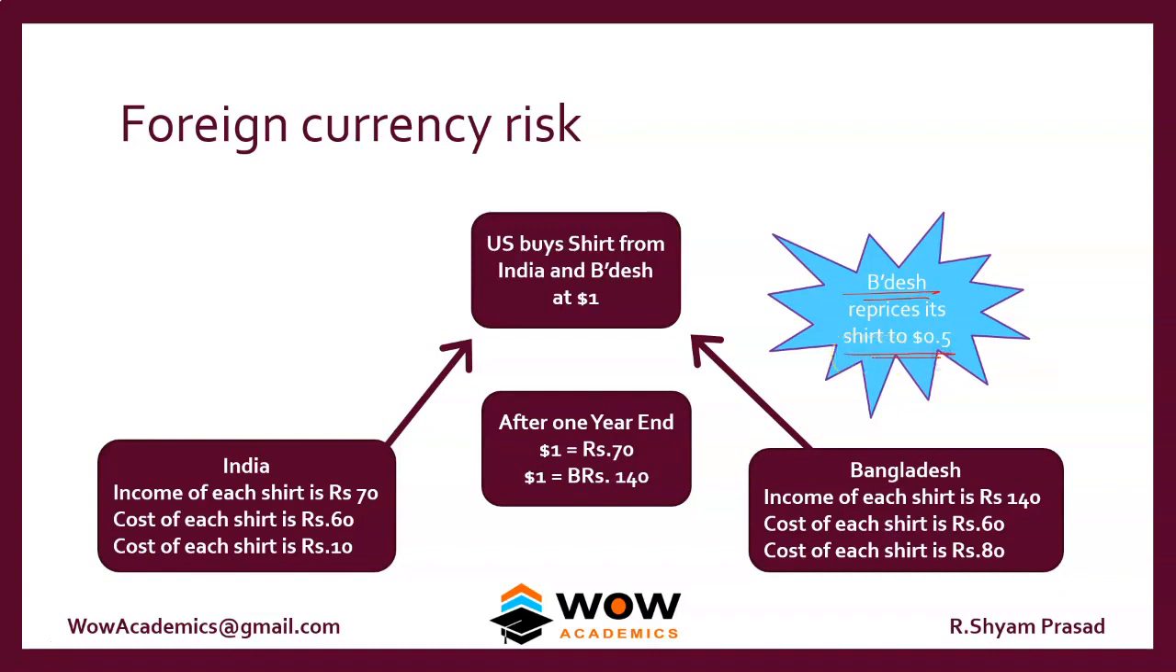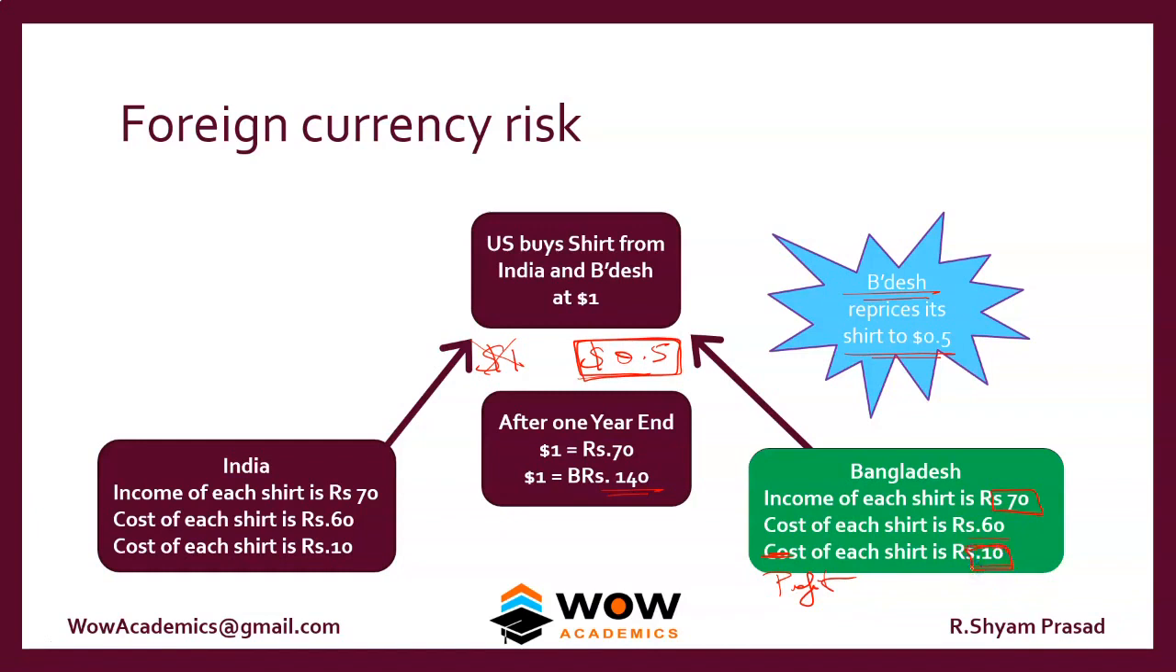So what would happen here is the situation and dynamics keep changing. If they price at 0.5, India cannot price at 0.5, so India will always price at 1. At which rate will the US buy? The US will feel that this rate is much more favorable, and they will stop buying from the Indian company. So for the Bangladesh company, for every half a dollar they sell into 140 rupees, they will effectively get 70 rupees. The cost of manufacturing is 60 rupees, and the profit per shirt will be 10 rupees.